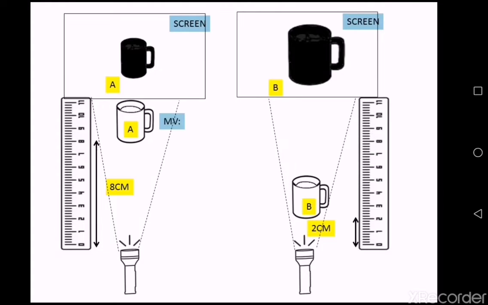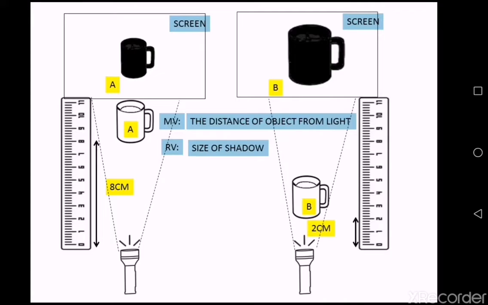What about the manipulative variable for this test, or what to change? You can pause this video and think before you answer these questions. The answer is the manipulative variable is the distance of object from the source of light. What about the responding variable? The answer is the size of shadow. And the fixed variable is the size of object.